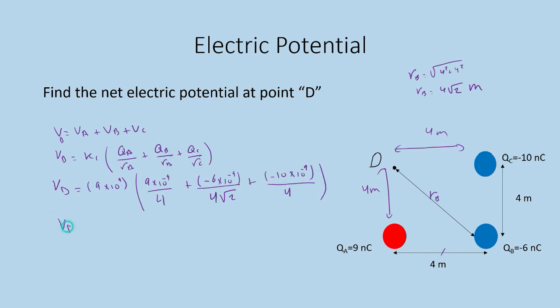So V at D is equal to, so the answer is negative 11.8 volts. So also for the net electric potential, it can be positive as in the previous exercise or negative as in this exercise.